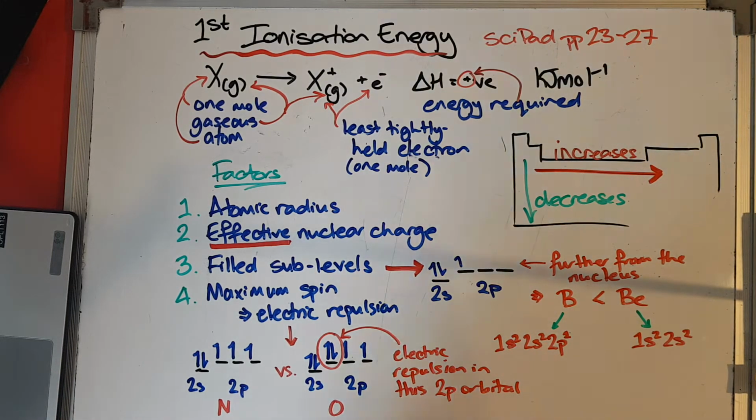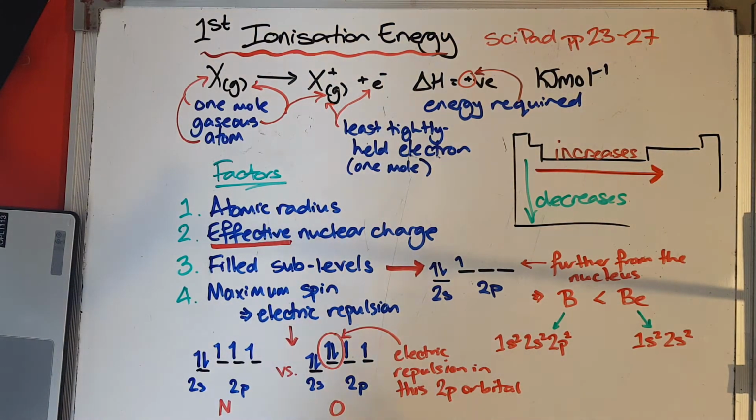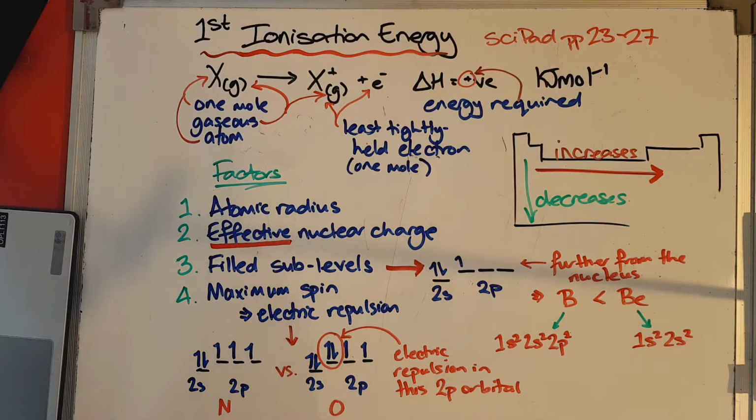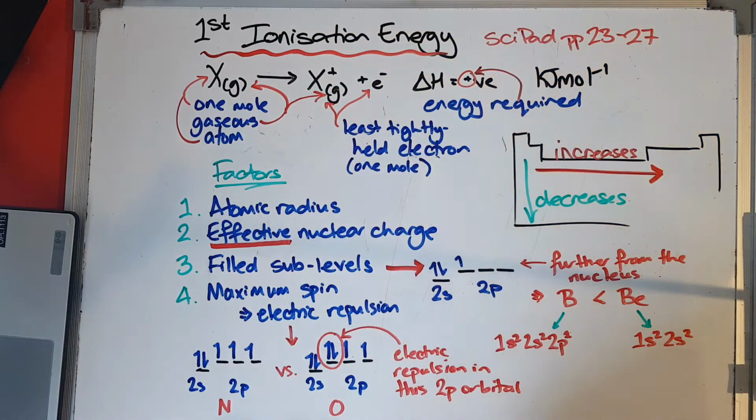One of the most complicated periodic trends to explain fully is ionisation energy, or first ionisation energy to be more specific. It's covered very, very well in the SciPad on pages 23 and 24, with some good examples on pages 25 through to 27. It's also explained quite well in Education Perfect, but I do think the explanations in the SciPad are a bit better.